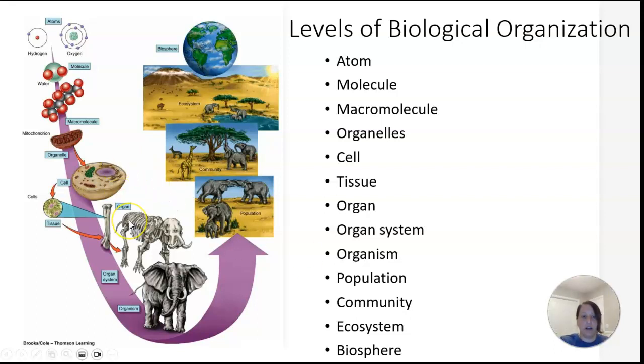In the figure here on our left, you can see the different levels. And so we start off with atoms here. We have an atom of hydrogen and oxygen, molecule, macromolecule, and so on and so forth. So again, we're going to look at each one of these individually.